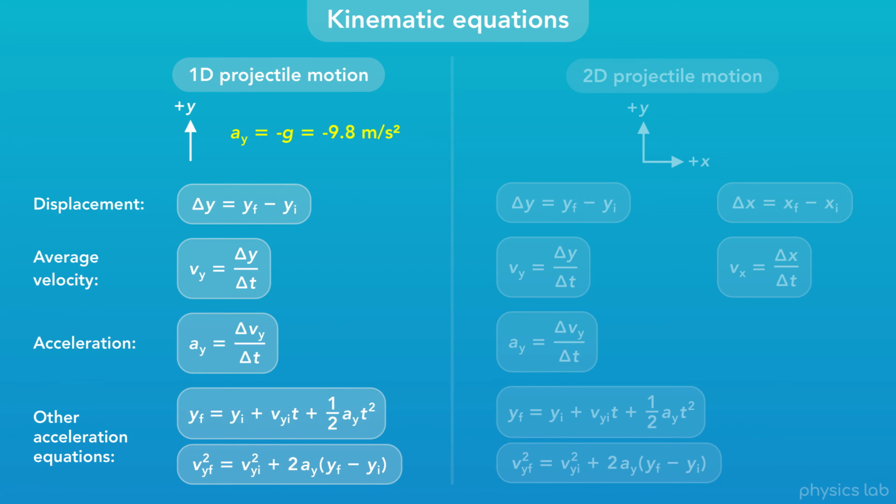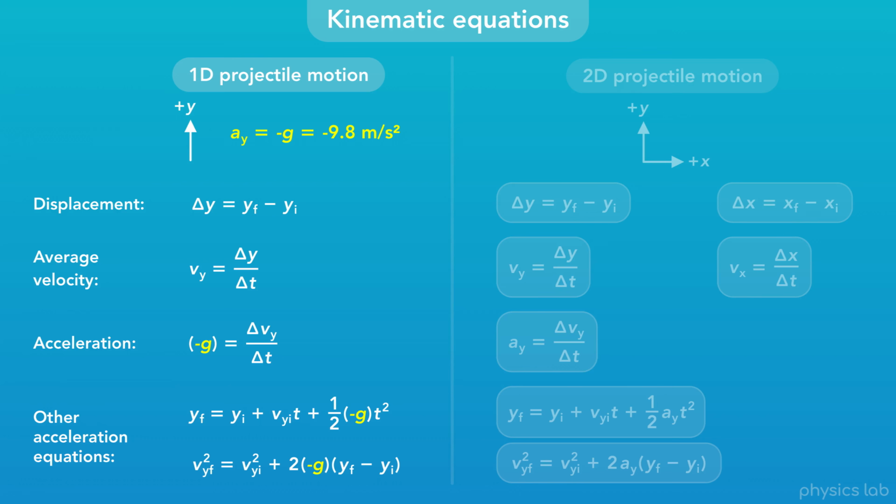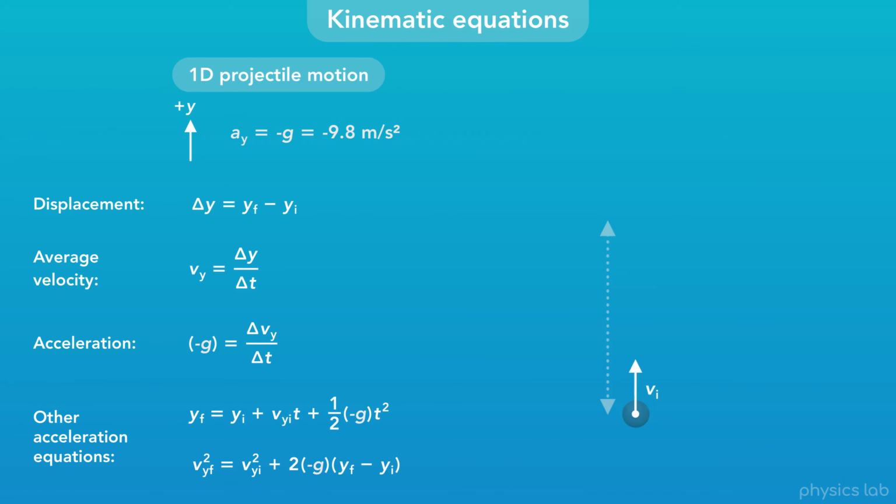If we choose up to be the positive direction, then we're going to plug in negative g, or negative 9.8 meters per second squared, for the acceleration ay, because it accelerates in the negative direction. If an object starts with an upwards velocity, so it moves up and then falls down, the vertical velocity, vy, is 0 when the object is at its maximum height. That's a value we might need to plug into our equations at that point.